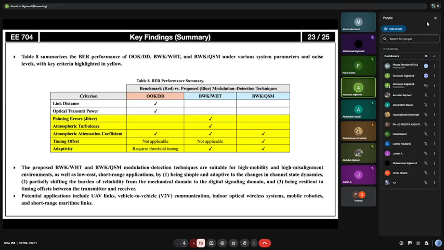or the benchmark technique. Finally, our proposed modulation techniques are suitable for high mobility, high misalignment environments, as well as low-cost, short-range applications, by one, being simple and adaptive to the changes in the channel state dynamics. Two, partially shifting the burden of reliability from the mechanical domain to the digital signaling domain. And three, being resilient to timing offsets between the transmitter and the receiver.